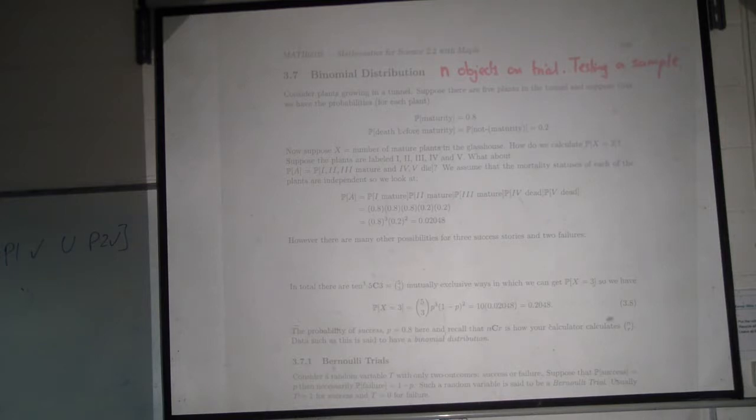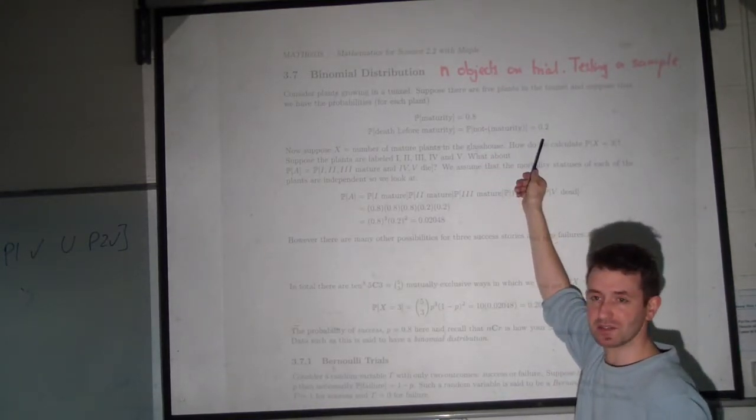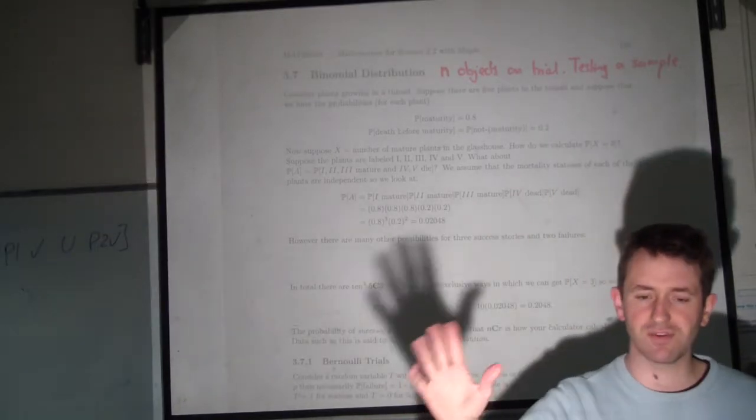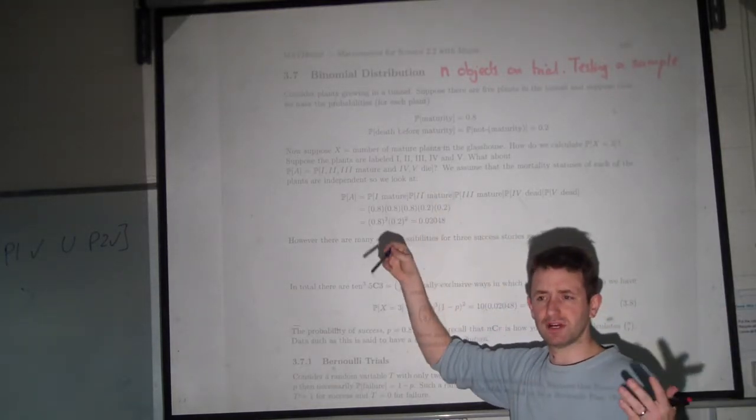So there's 5 Chinese resistors. The probability it's good is 0.8, the probability that it's bad is 0.2. And you've got 5 of them. You haven't tested them yet. So suppose X is the number of mature plants in the glasshouse. So it'll be the number of, out of the 5, number of good Chinese resistors. And the question would be, how do you calculate the probability that there's 3 good resistors out of the 5? Something like this.